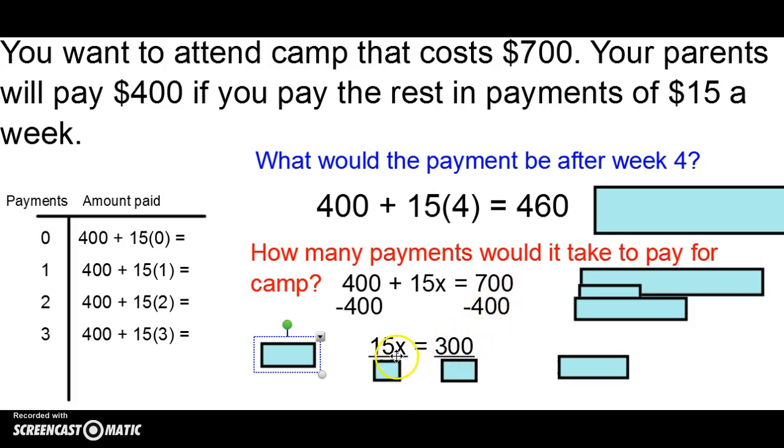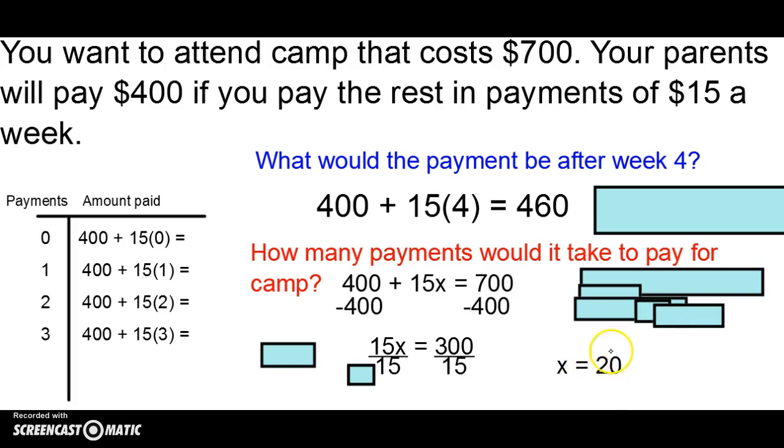You want to get the variable alone to find out how many weeks you have left, because you have to pay 300 and your parents paid the 400. So divide by 15. Divide by 15. And so you will have camp paid off in 20 weeks, which actually to me sounds like a long time because that's about almost 5 months. All right, next one.